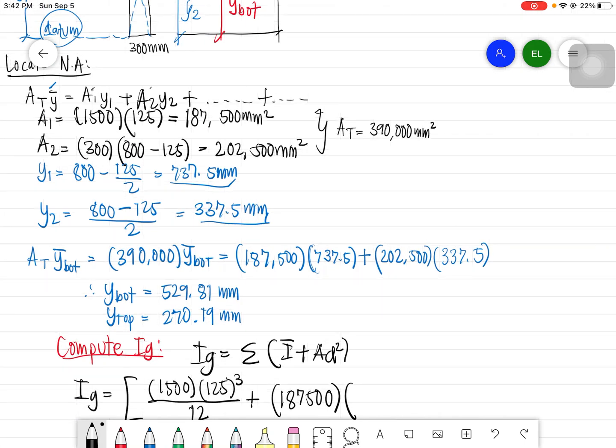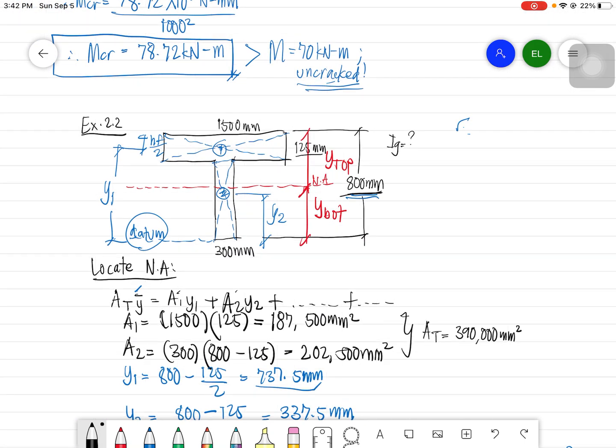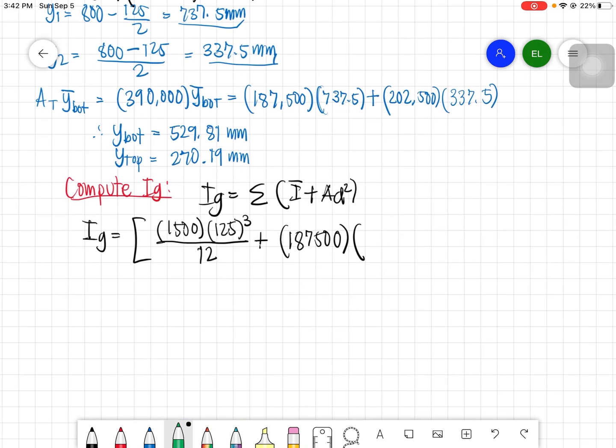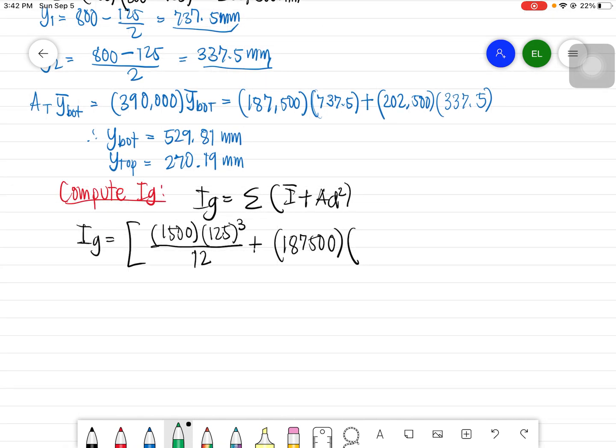I think you're familiar with D already, so D is from the local centroid of the area to the neutral axis. Okay, so that is D1. So how about D for the web? Again, that is the centroid to the neutral axis. So just simply review your mechanics or mathematics, guys, for this matter.